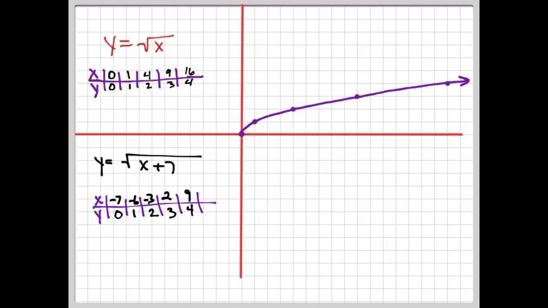I have a question. Yeah. Could you just put in for the y 0, 1, 2, 3, 4, and then figure out the x's? Why not?